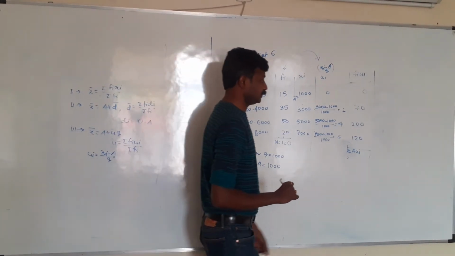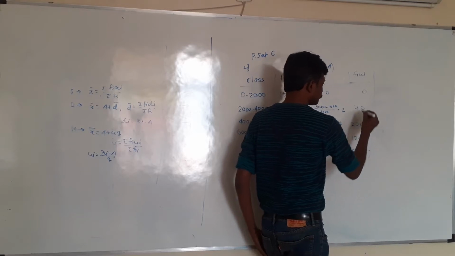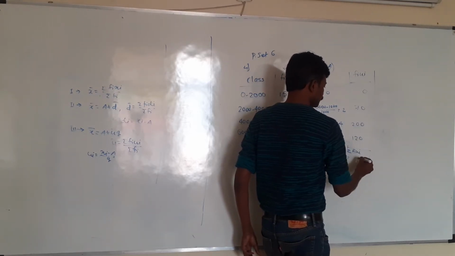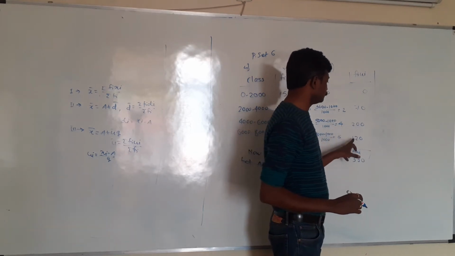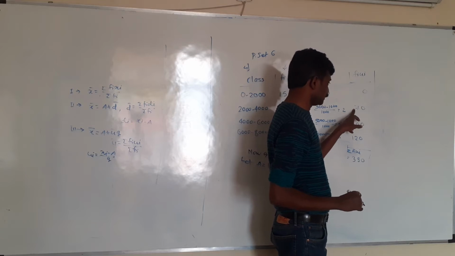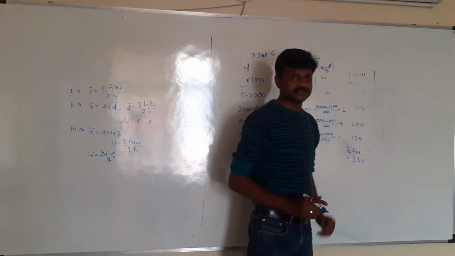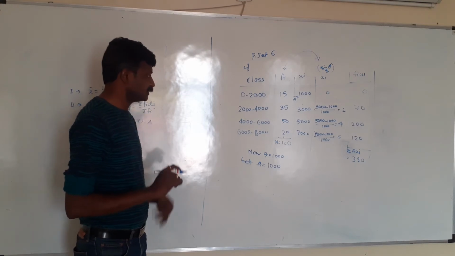So summation of Fi UI: addition of this 0 as it is, 7 plus 2 gives 9, 2 plus 1 is 3. See, 200 plus 120 is 320, 320 plus 70 is 390, 390 plus 0 is 390 itself. So summation of Fi UI is equal to 390. Let us continue it now.